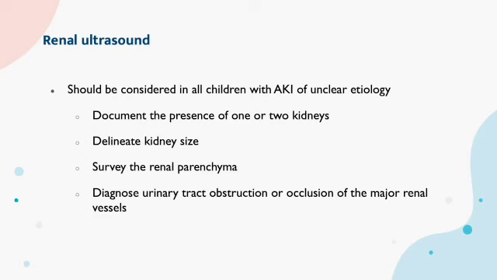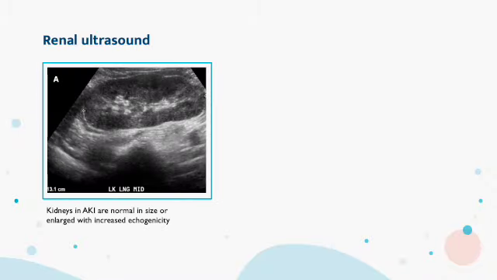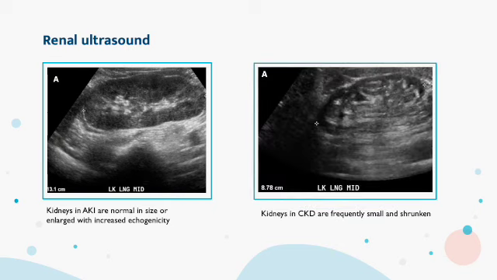Renal ultrasound should be considered in all children with AKI of unclear etiology because it can document the presence of one or two kidneys, delineate kidney size, and survey the renal parenchyma. It's also particularly helpful in diagnosing urinary tract obstruction or occlusion of the major renal vessels. Kidneys in AKI are normal in size or enlarged with increased echogenicity, whereas in CKD they are frequently small and shrunken.